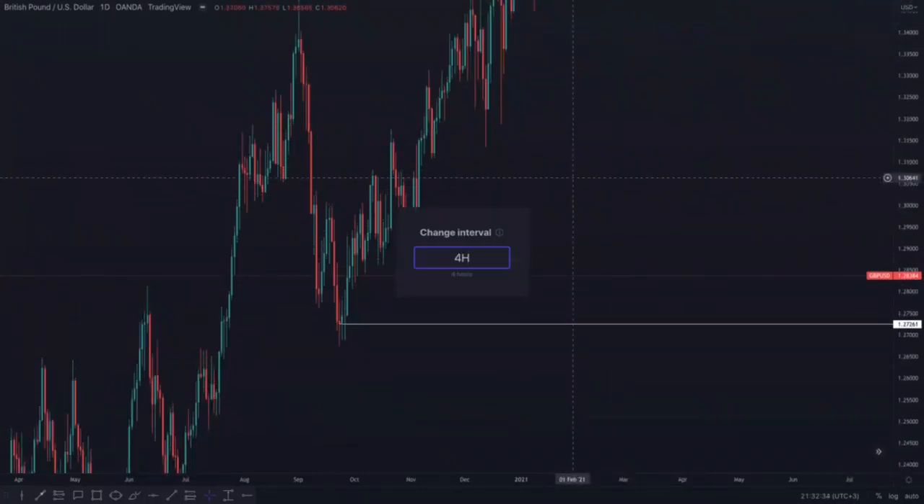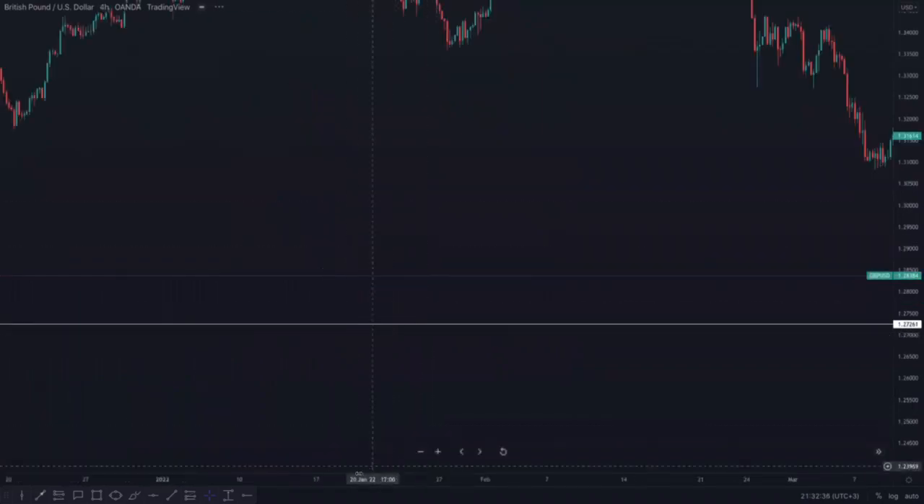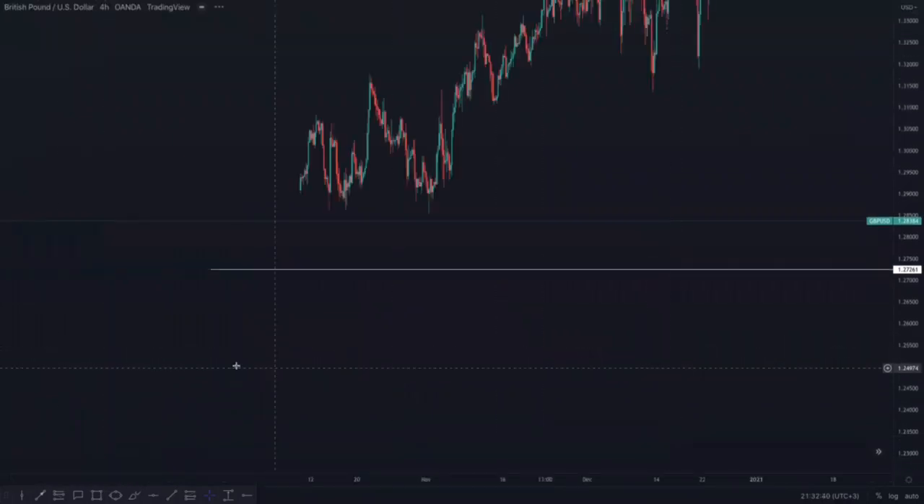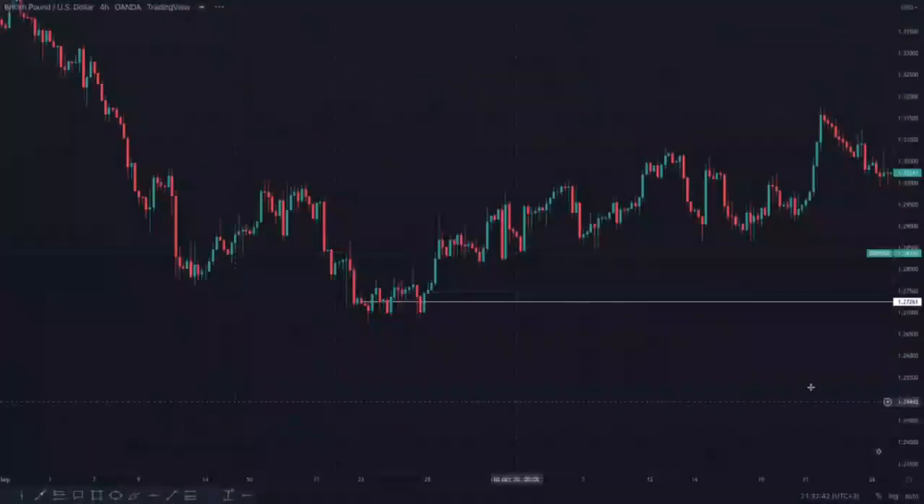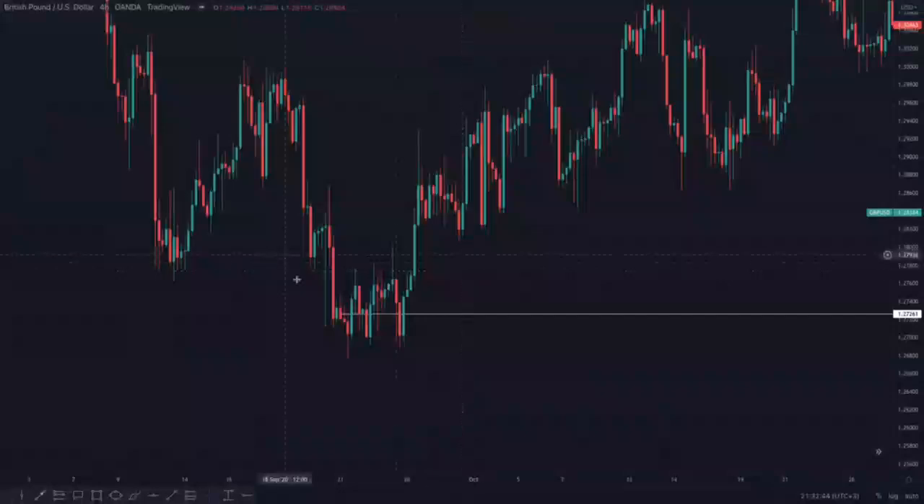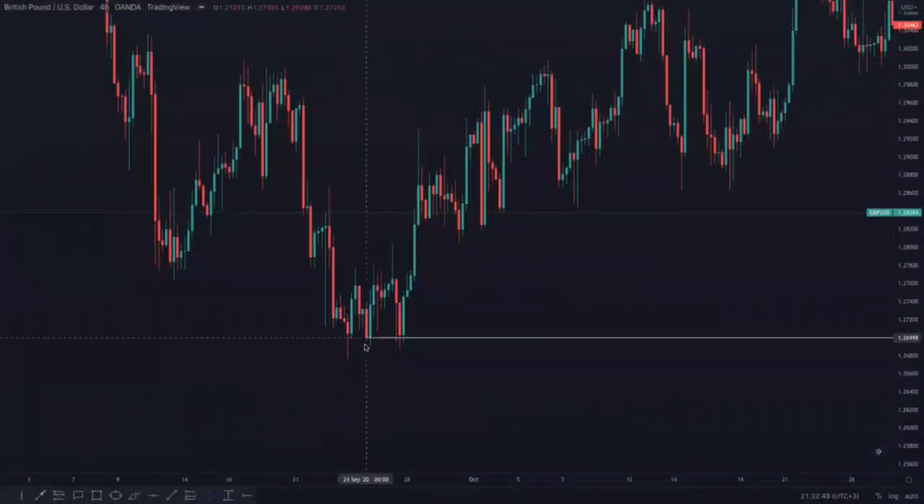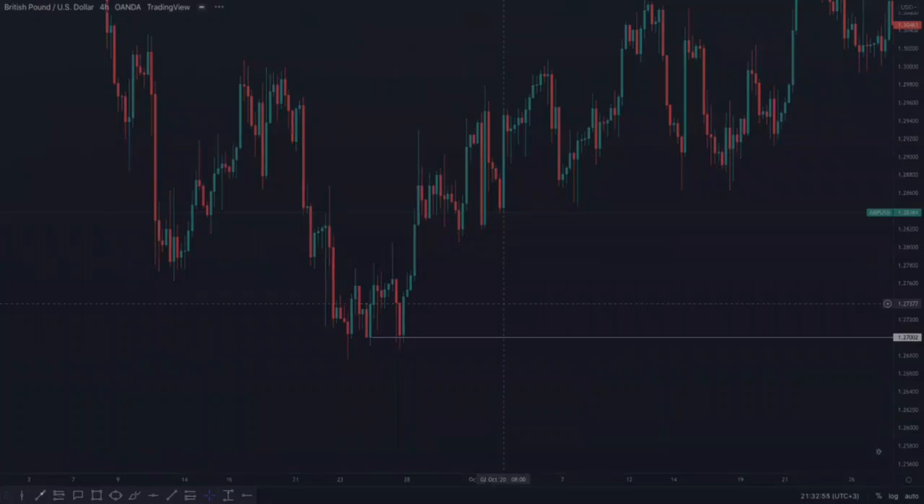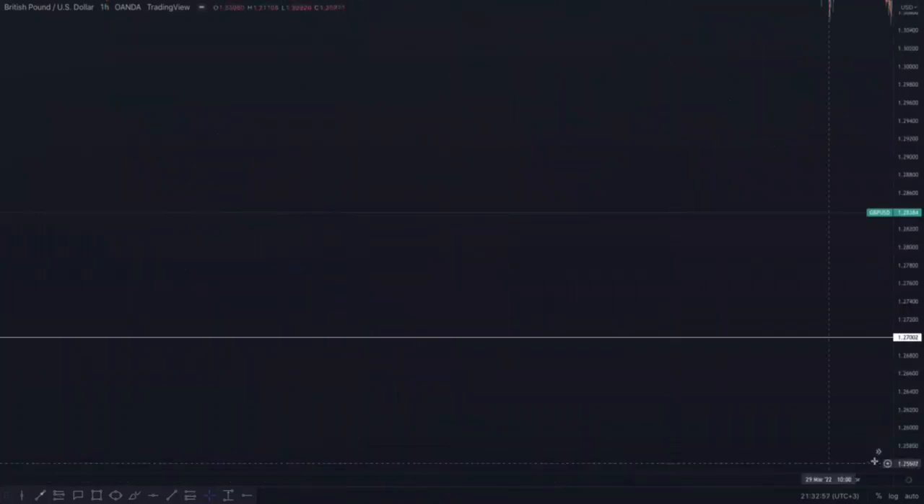We'll drop to the 4 hour time frame. Getting to the 4 hour time frame, we'll be placing our anticipations at this candle body right here. We'll drop again to the 1 hour time frame.